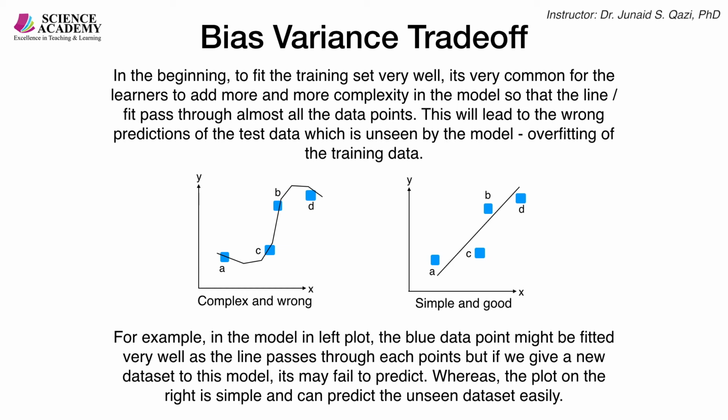On the left side, we have 4 data points and our model is very complex. The fitted line is passing through all the data points. Yes, we will get very good predictions for the known data, but when it comes to the unseen data, the model fails to predict. On the other hand, on the right side, the model is simple and very good. It can easily predict the unseen data. This is not a complex model.